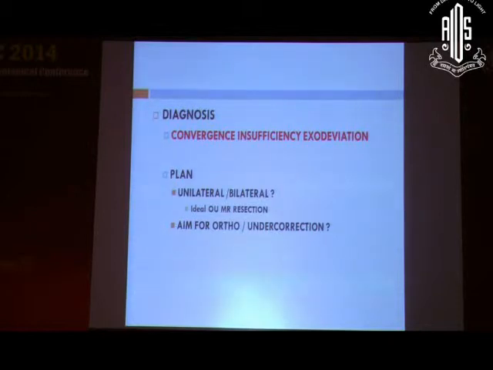If there is a pure fusional convergence insufficiency, you would require to give fusional exercises, and that should suffice. Mostly you will find that they will be okay with that. But if you have a true convergence insufficiency type of exotropia, you would require to operate or give prisms for near. In such cases the aim should be orthotropia or a slight overcorrection.